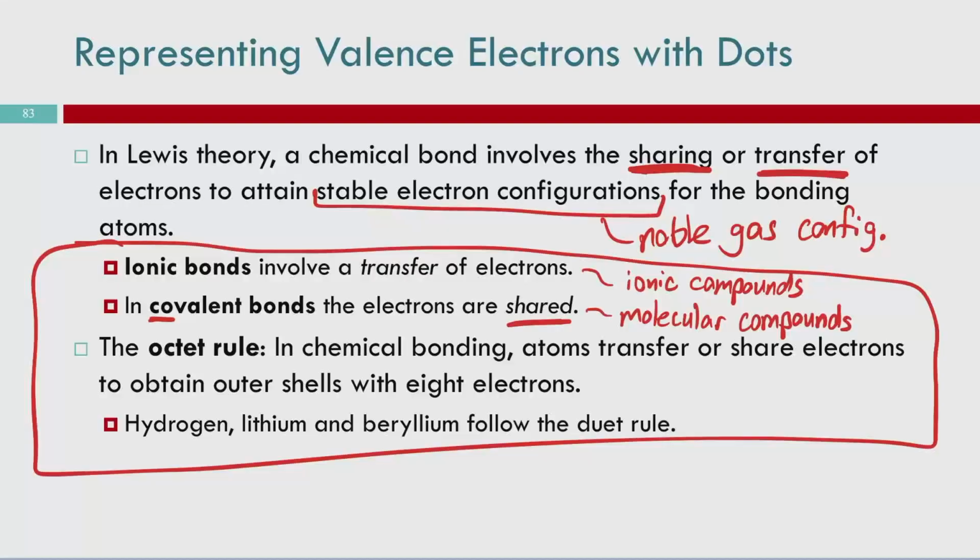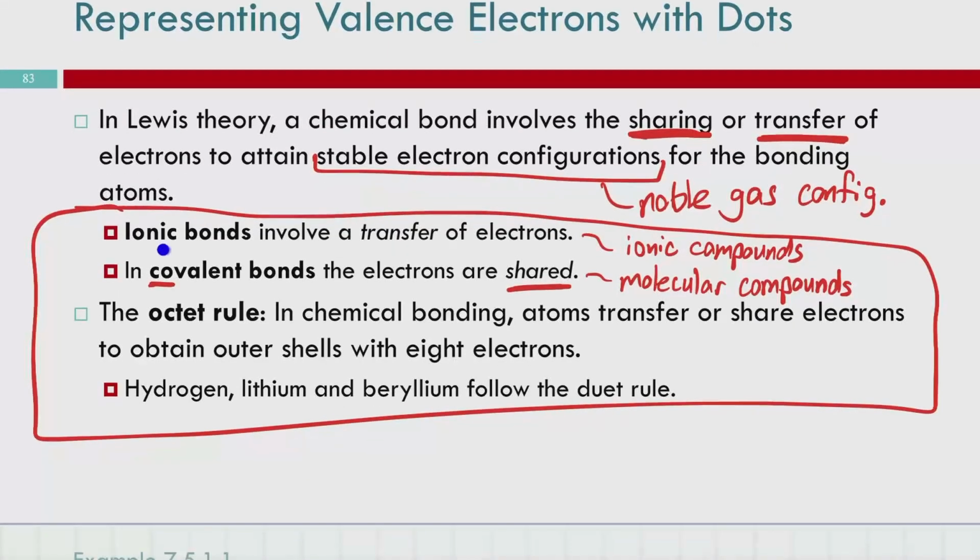We can also represent bonds, either the sharing or transfer of electrons in bonding. Ionic bonds involve a transfer of electrons. These are like in ionic compounds. What's in an ionic compound? What are the two parts? Typically a metal and a nonmetal, cation, anion. Positively charged, negatively charged ions. Ions are in ionic bonds. And in covalent bonds, the electrons are shared, and those are molecular compounds. And molecular compounds are going to be nonmetals only, and maybe also hydrogen will be in there.